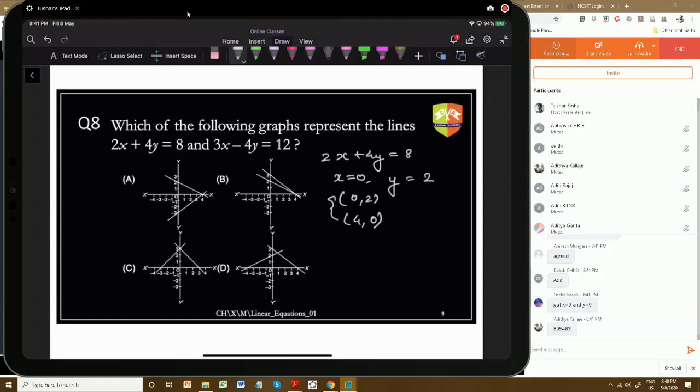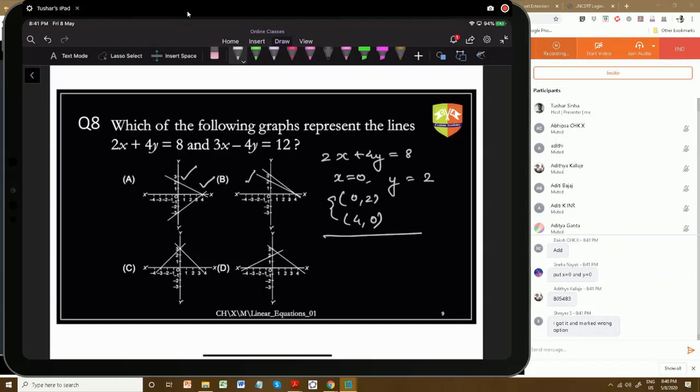So these two points are on the first line. Where are these? (0, 2) is here, and (4, 0) is also here. So this one option is there definitely, and none of the other options, this one also is there, right? So out of these two only, you have to check A and B. Then go to the next equation.